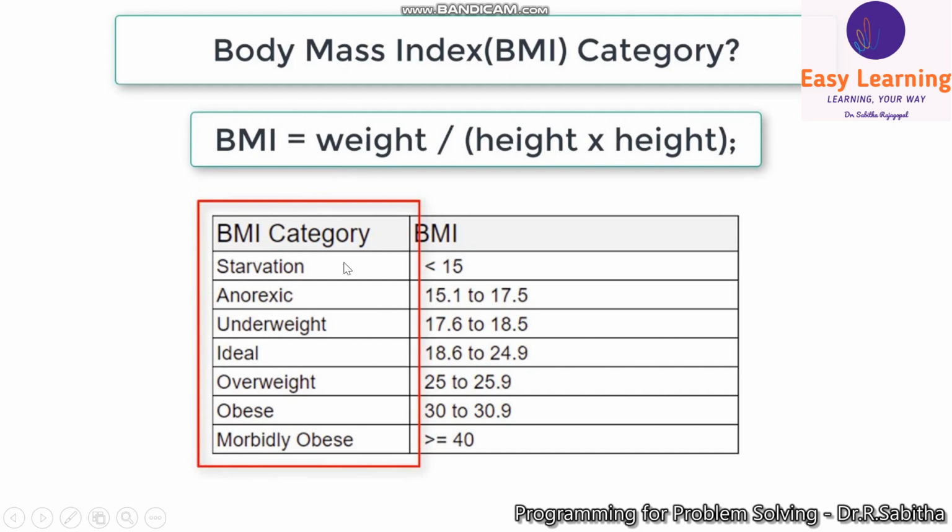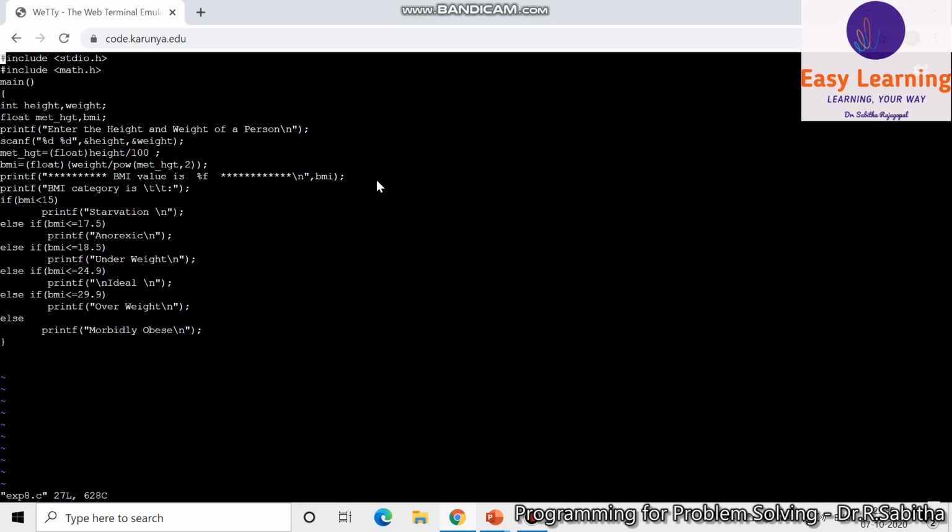In order to display the category, we have to use multiple if conditions. Like if the BMI value is less than 50, print the category starvation. Else if, you can give the next condition, and so on. So you will be having multiple else if statements as here. So let us see how the coding looks like. So this is the coding.